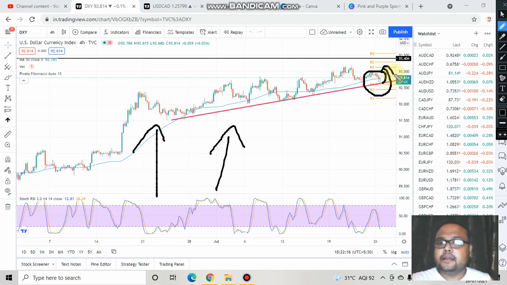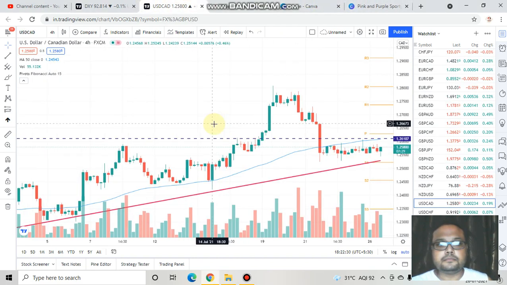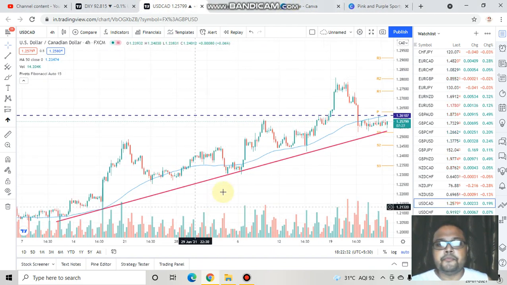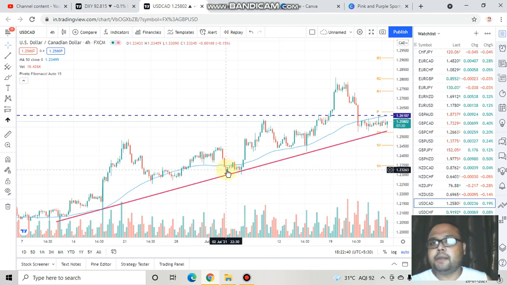Otherwise, the US dollar Canadian dollar chart does not have the strength. If you look at this particular portion of the chart here, you can see that on 6th July, when market was very much flat, market fell, came to the trend line, and did not have the strength. US dollar Canadian dollar chart was lacking strength and was lingering around the support level.